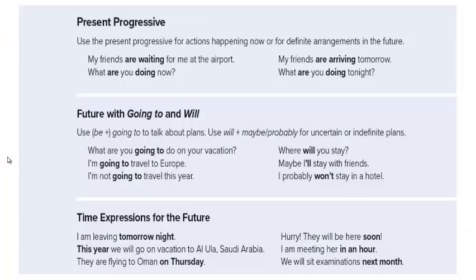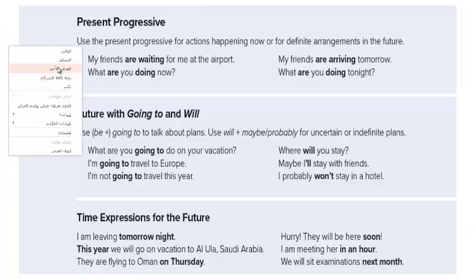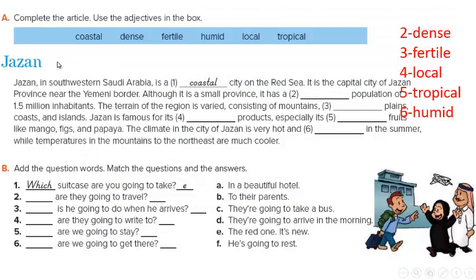Here we get the answers. So, yes, a dense population of 1.5 million inhabitants. The terrain of the region is varied, consisting of mountains, fertile plains, coasts, and islands. Jazan is famous for its local products, especially its tropical fruits like mango, figs, and papaya. Okay, that's right.